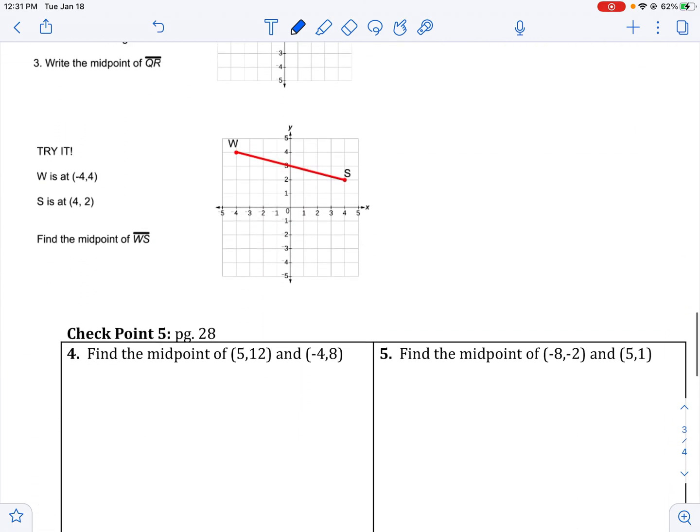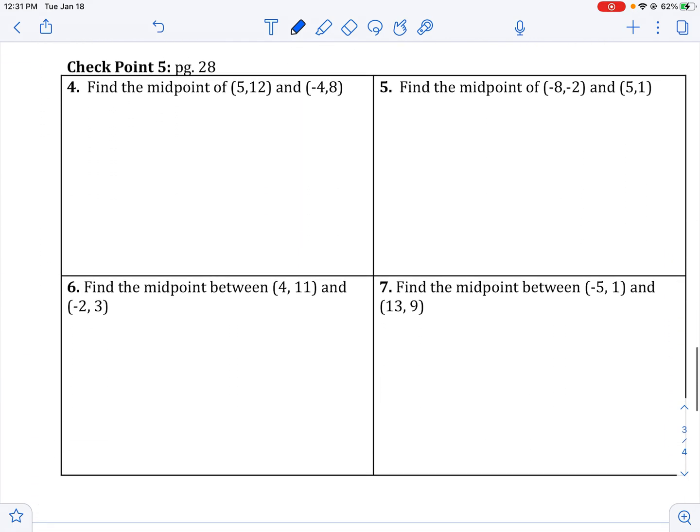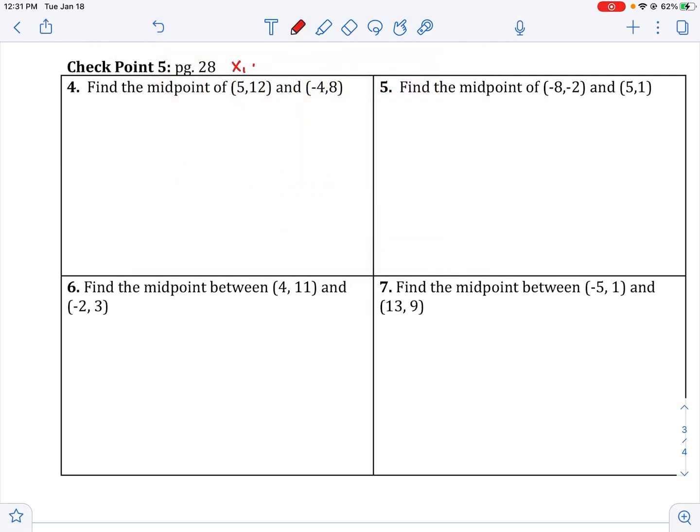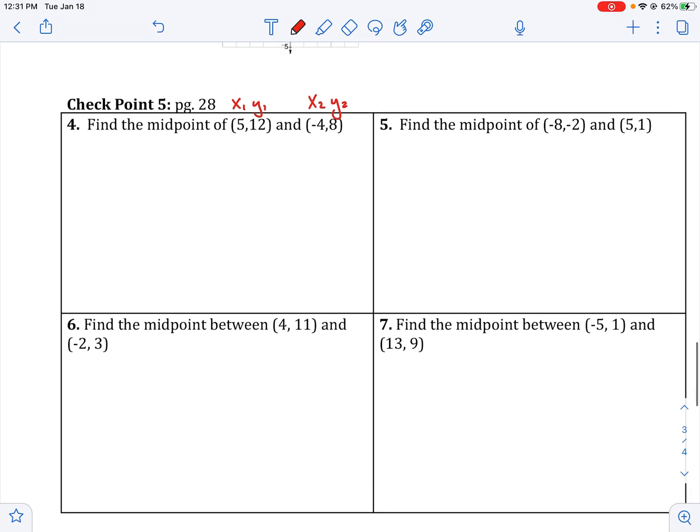Let's try a couple together. I'm going to skip down to the bottom of that next page. And again, we'll label our x1, y1, x2, y2. And our formula is add the x's, divide by 2, add the y's, and divide by 2.